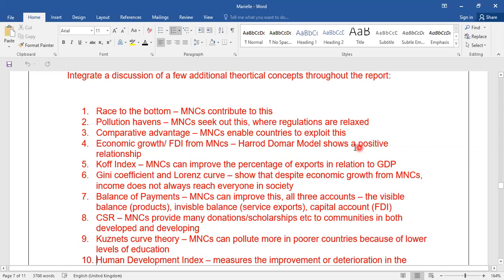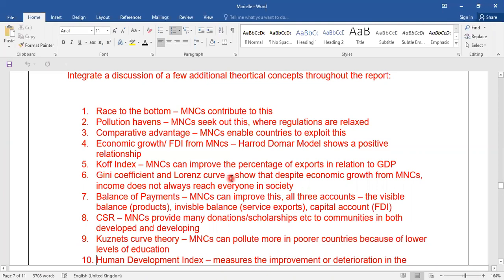Many of you have said that MNCs have increased production, which has led to an increase in the GDP. The percentage of exports in the GDP has increased. This is the COF index. All of this could enable you to discuss more theory. Sheldon and I discussed the Gini coefficient and Lorenz curve. These show that sometimes when MNCs enter a country, yes, they will generate billions in the country, but that money isn't spread equally. The income does not reach the poor, and the Gini coefficient and Lorenz curve show how, despite a country becoming richer, it is not shared equally.